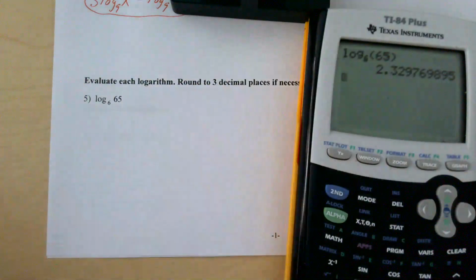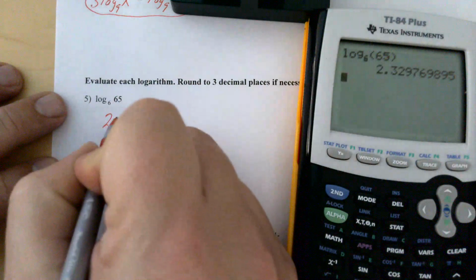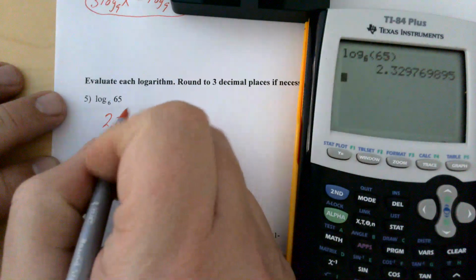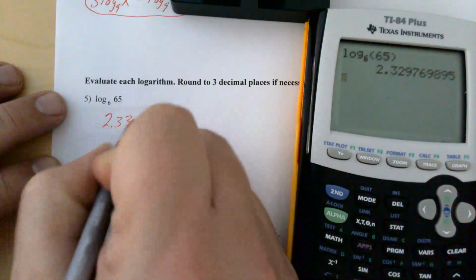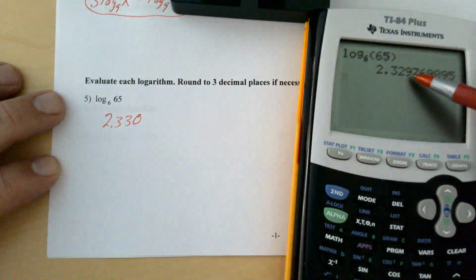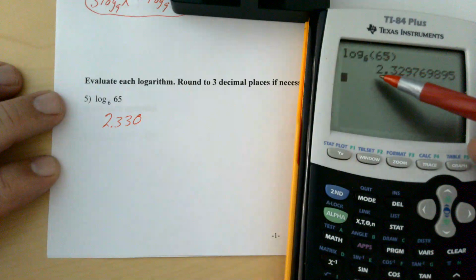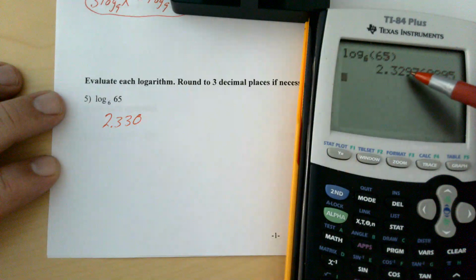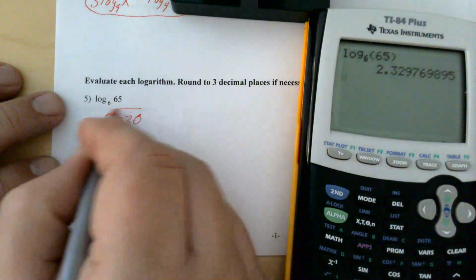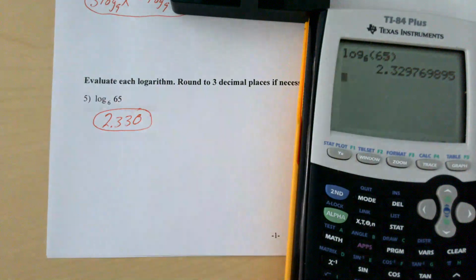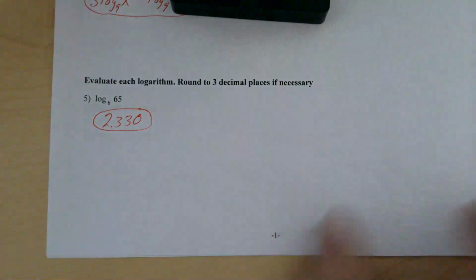So it's going to be 2.3, and then really it's going to be 30. Okay, because that 9 becomes really a 10, and that makes that a 3. So 2.330 would be rounded to 3 decimal places. But again, trust the calculator for that part, okay?